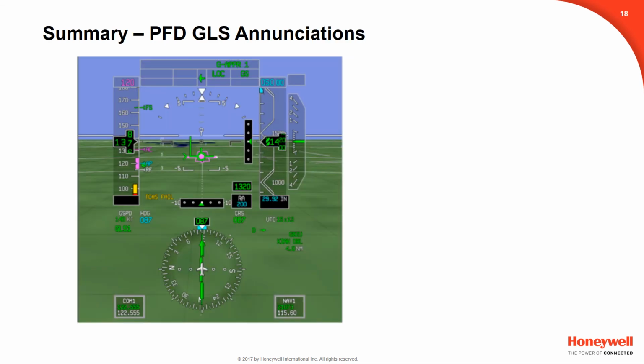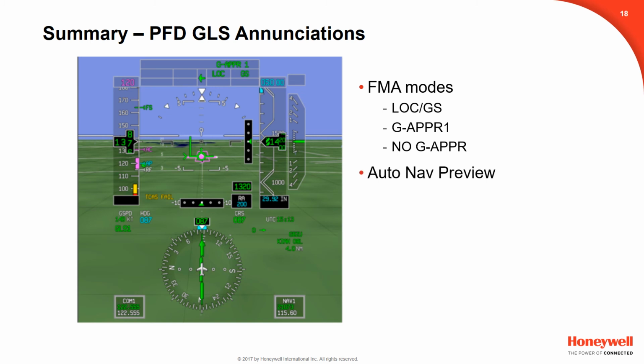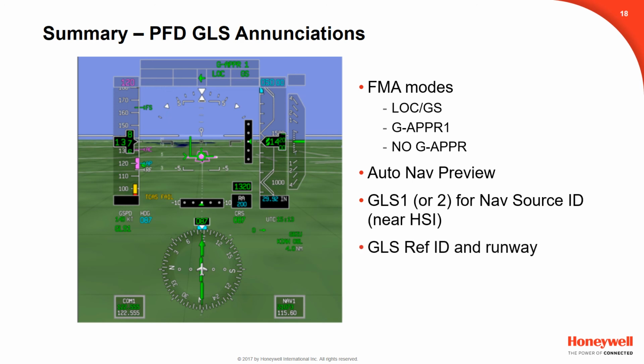In summary, the following changes have been made to the PFD to accommodate GLS approaches. New GLS lateral and vertical modes and mode logic for the FMA were incorporated. This includes LOC and glide slope, which is consistent with low approach annunciations, and an update of the approach mode annunciations, including G Approach 1 and No G Approach. Auto Nav Preview capability for GLS, which is the same as ILS, is included. Primary nav source of GLS 1 or GLS 2 is placed near the HSI. There's an added reference ID and runway, and the GLS channel is shown in the nav tuning window.